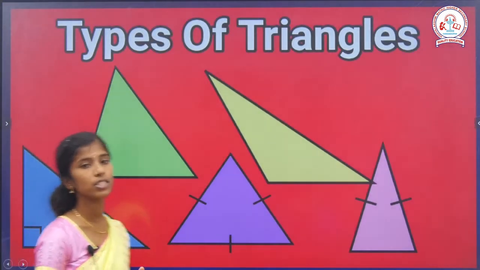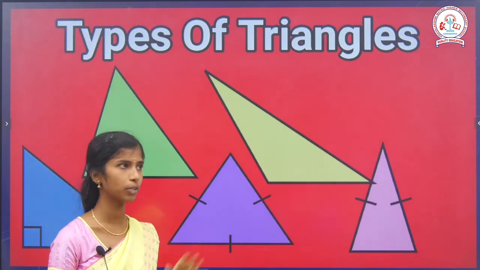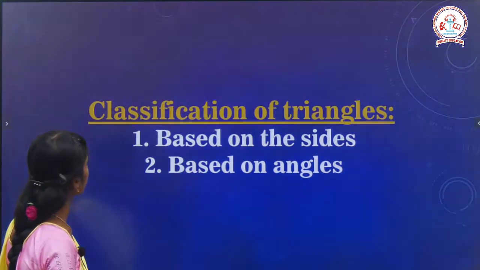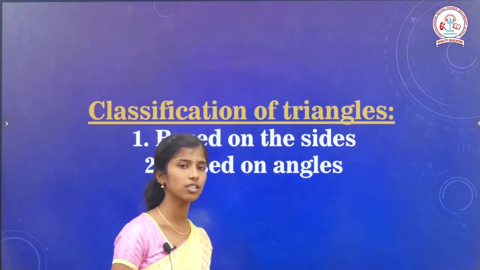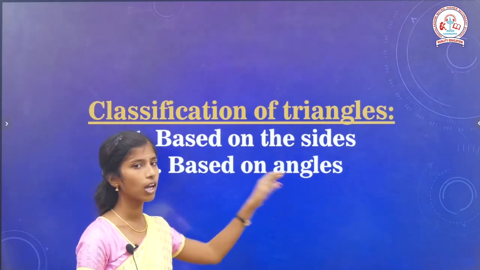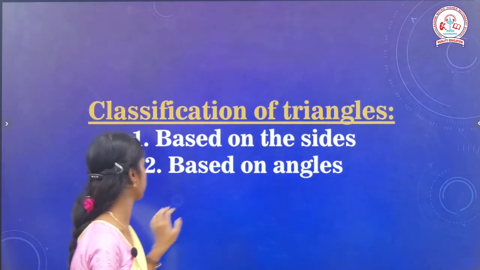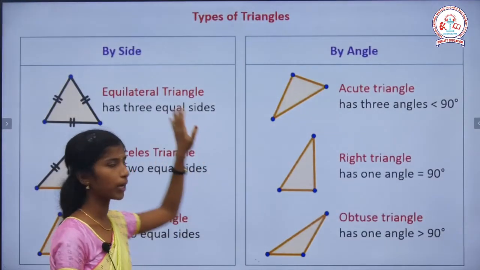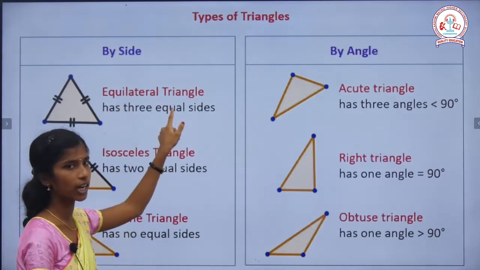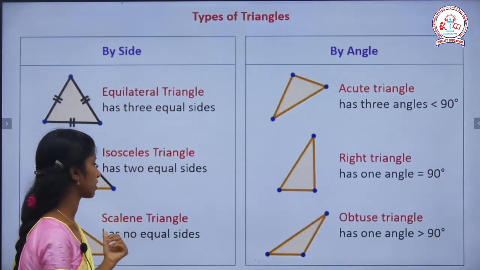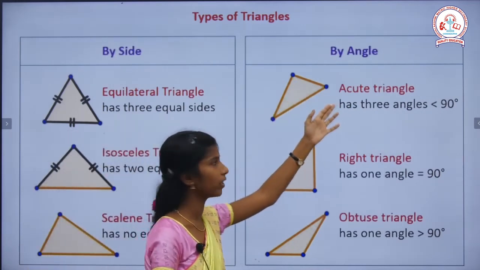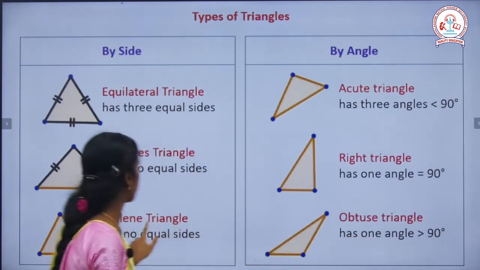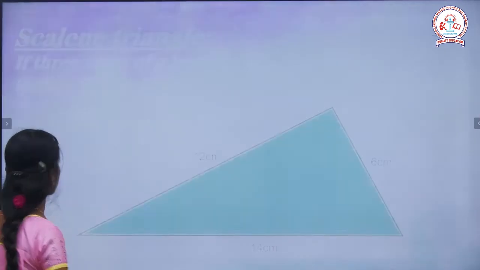Then we are going to see how the triangles are classified. That means the types of the triangles we are going to see. The triangles are basically classified on the basis of sides and based on the angles. Based on the sides, they are equilateral triangle, isosceles triangle and scalene triangle. And based on the angles we have acute triangle, right triangle and obtuse triangle. Let us see all these in detail.